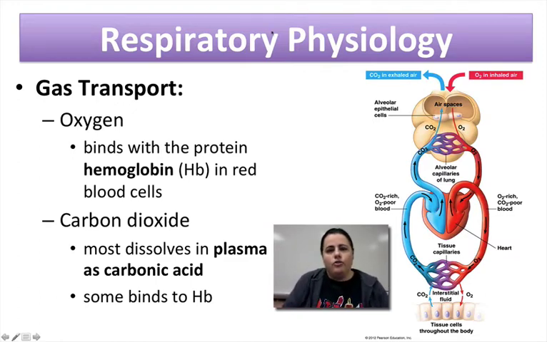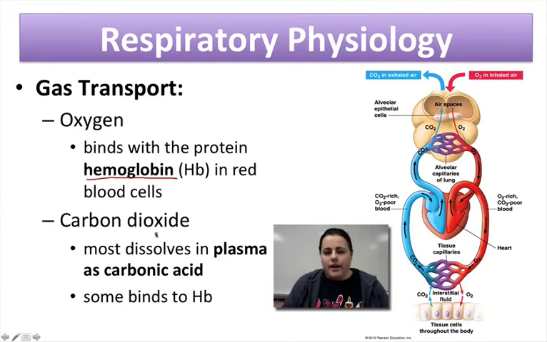So once the O2 diffuses in, it actually attaches to hemoglobin, which we already talked about. Hemoglobin is the protein found in red blood cells that contains iron, and iron could grab onto the oxygen and carry it through the blood to where it needs to go.